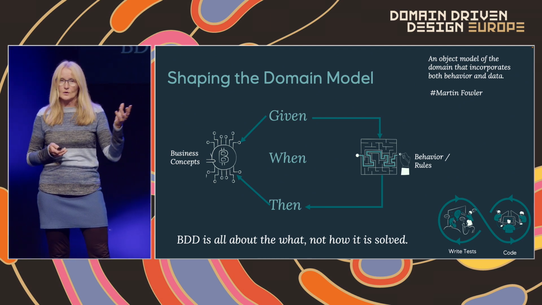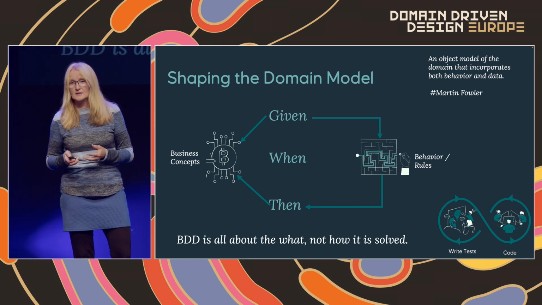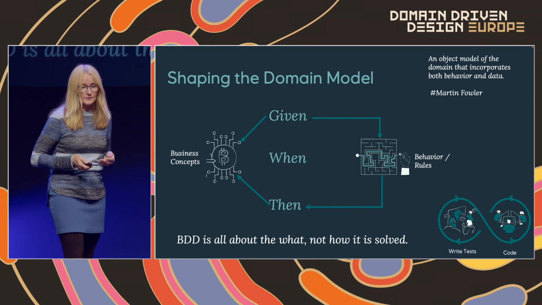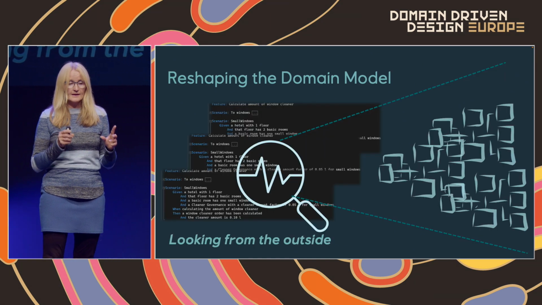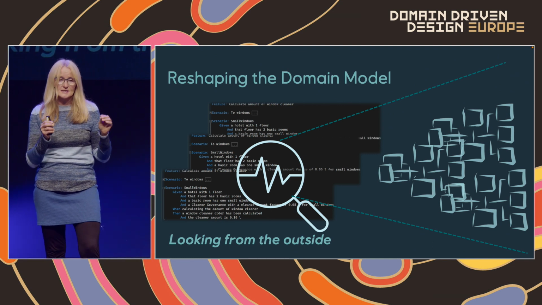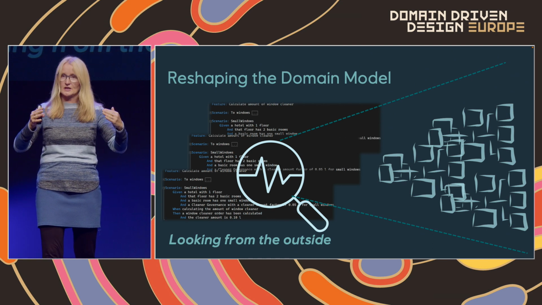It isn't called that, it's called something else. Or you might learn that this property doesn't belong to that concept, it belongs to another one. Then you are on the reshaping. And here also, the domain test, the feature test, is really important, because it gives you a view looking from the outside and in.